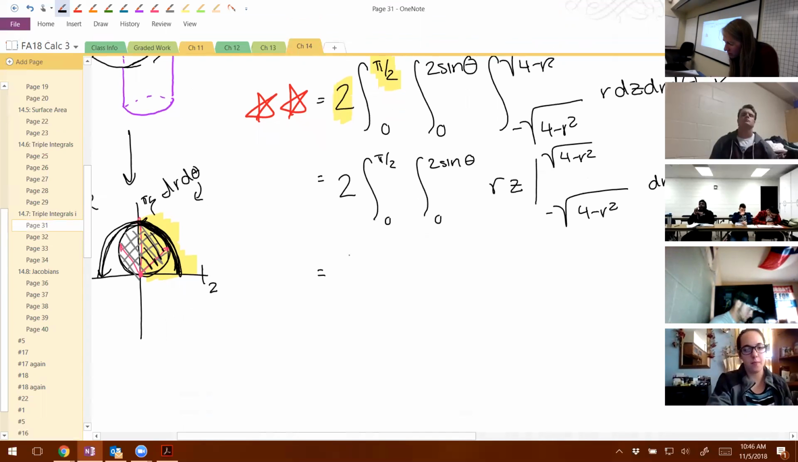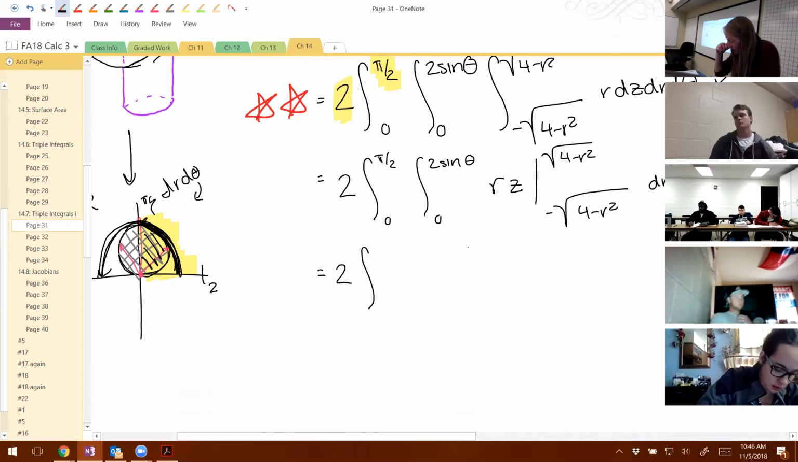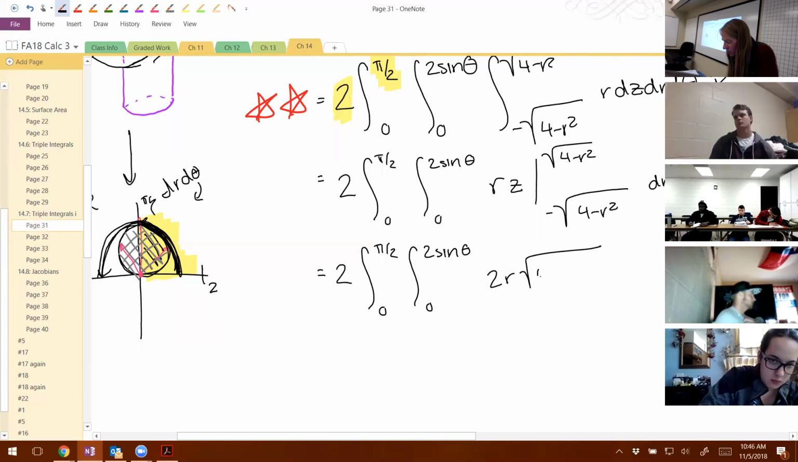All right, so from this, 0 to pi over 2, 0 to 2 sine theta. It's going to give us r times the square root, minus the negative. So we're going to have, and I'm trying to skip some steps here so we don't take too long, 2r times the square root of 4 minus r squared. When you go back and plug in the first square root, then minus the negative, it's going to end up being twice that value.